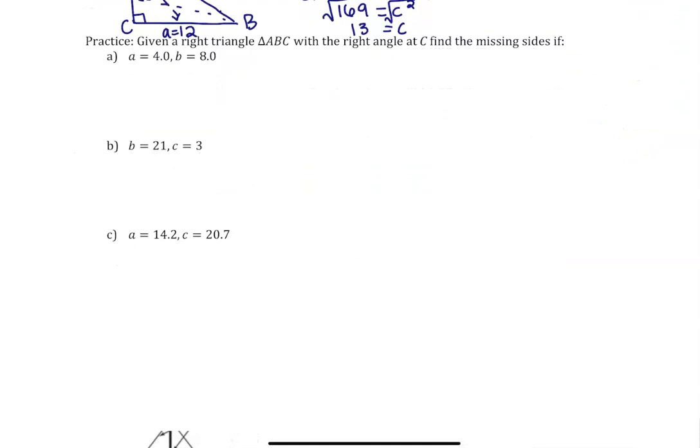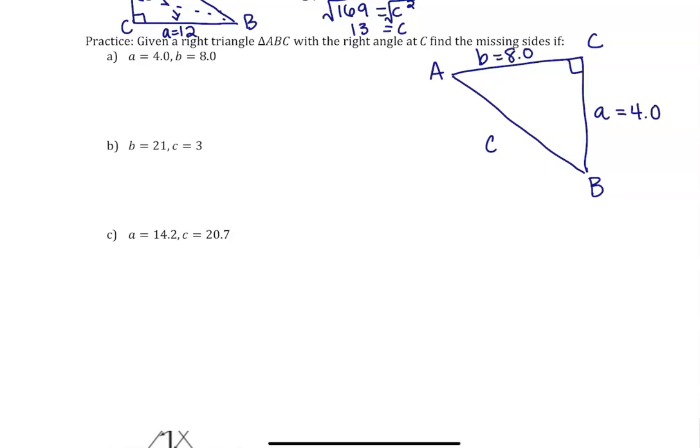Let's do a few additional problems. We're going to draw a right triangle with the right angle at C, and we'll have side A across from angle A, side B across from angle B, and side C across from the right angle. In part A, we're given that side A is 4.0 and side B is 8.0. Using the Pythagorean theorem, we have the two sides, 4.0 squared plus 8.0 squared equals c squared.